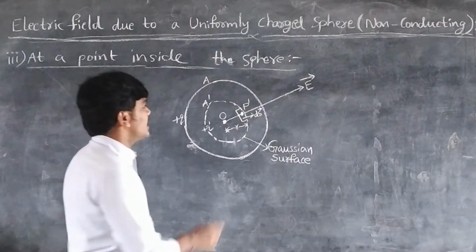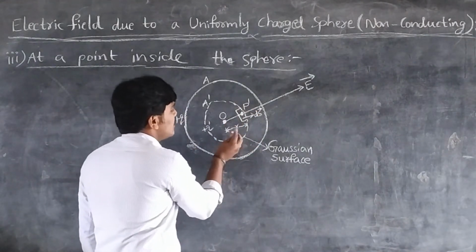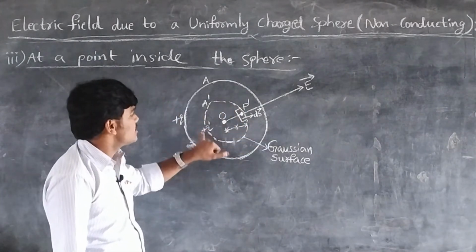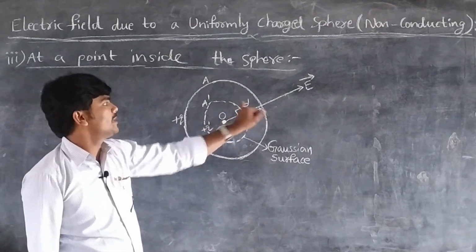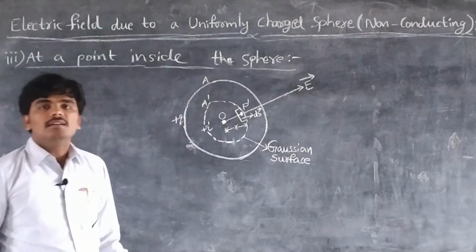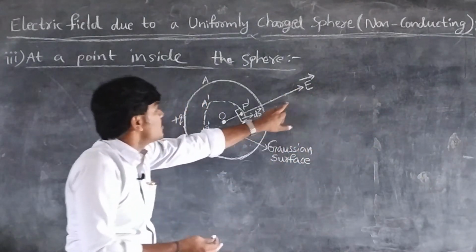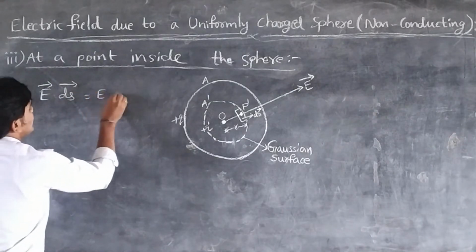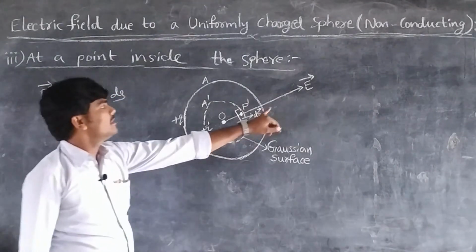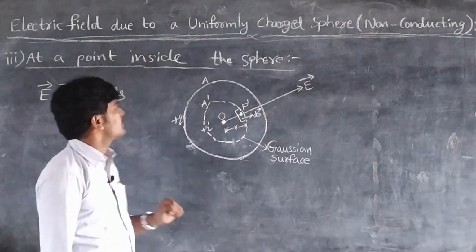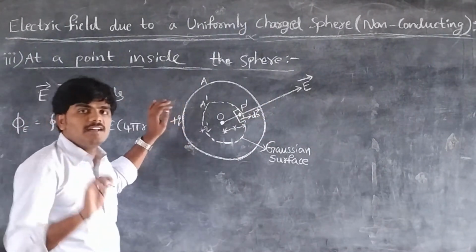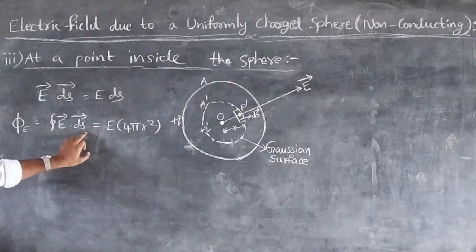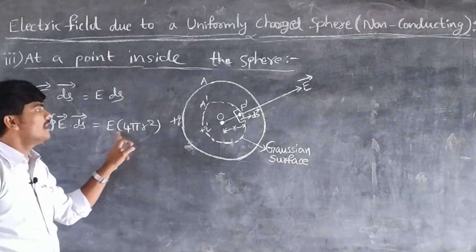Now case 3 is at a point inside the sphere. Here we shall find out the electric field at a point P dash at a distance r from the center O of the sphere. So this is the Gaussian surface here with radius OP, distance smaller. The outward flux for a small portion of the Gaussian surface will be E bar dot dS bar is equal to E dS, because the angle between these two is 0. Now the electric flux over the entire Gaussian surface is given by phi E is equal to integral E bar dot dS bar, that is equal to E times 4 pi r square.